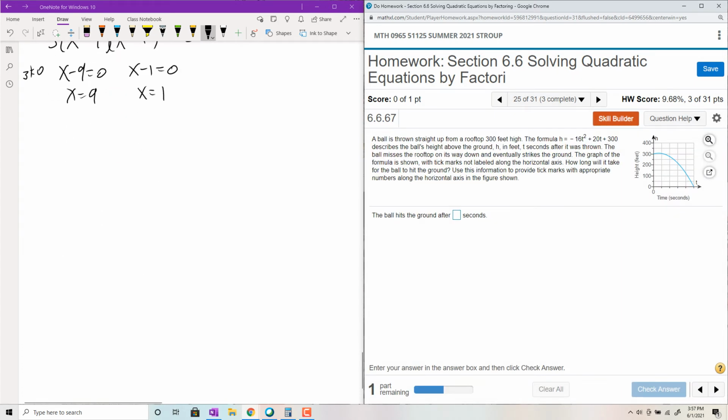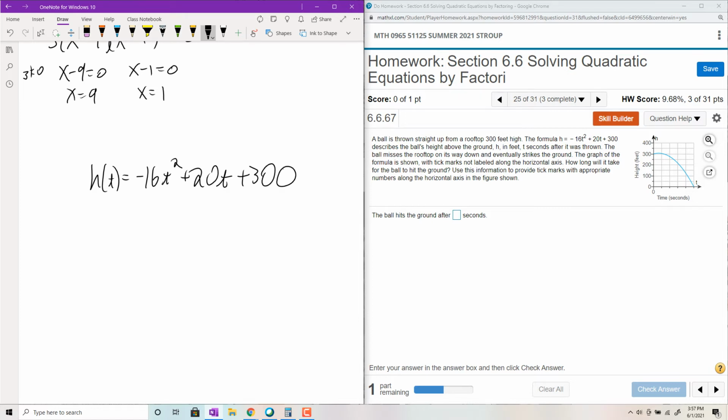Okay. Oh, some story problems. So a ball is thrown straight up from a rooftop. Our formula, h of t is negative 16t squared plus 20t plus 300, describes the ball's height after t seconds. The ball misses the rooftop on the way down and eventually hits the ground. The graph of the formula is shown with tick marks not labeled on the horizontal axis. How long will it take for the ball to hit the ground?